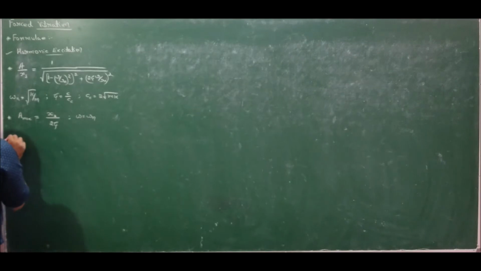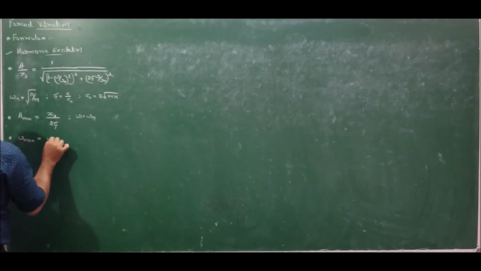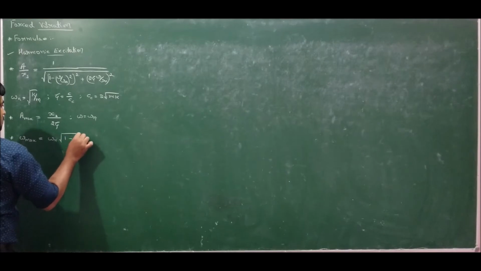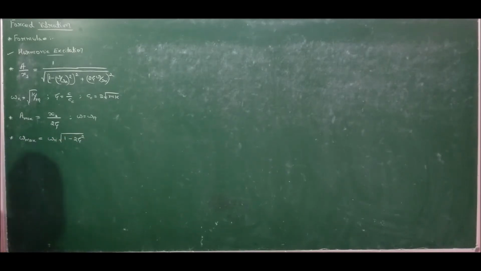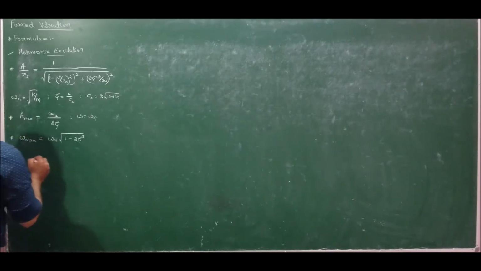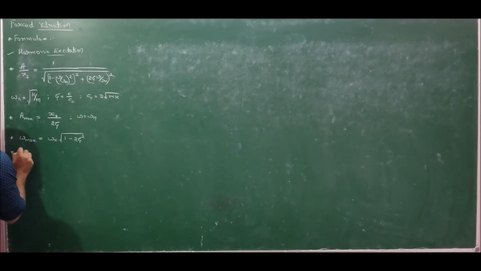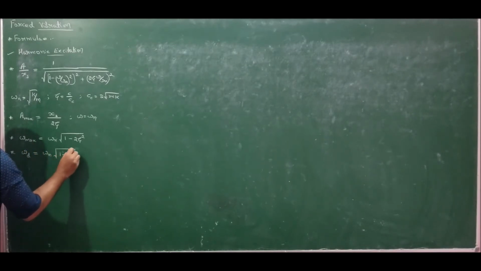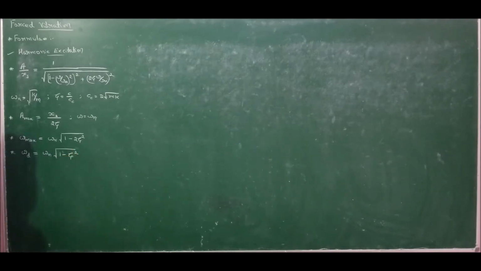And next, we also determined the expression for omega max. Omega max is equal to omega n into square root of 1 minus 2 zeta square. And the damped natural frequency is given by omega n into root of 1 minus zeta square, that's all.